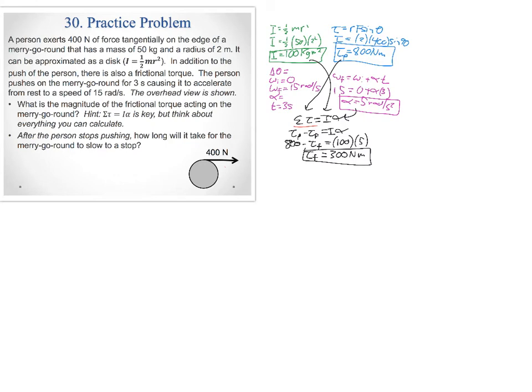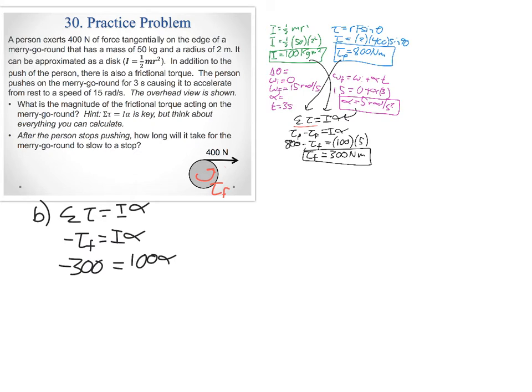For part B here, the person now stops pushing. We want to know how long it's going to take for the merry-go-round to slow to a stop. So I'm going to set up the sum of the torques equals I alpha once again. Now the only torque acting on it is that frictional torque going opposite its motion. So that frictional torque is equal to I alpha. I know that torque is negative 300 Newton meters, so that's equal to I, which is 100, times alpha. And so I get that my new angular acceleration is negative 3 radians per second squared.